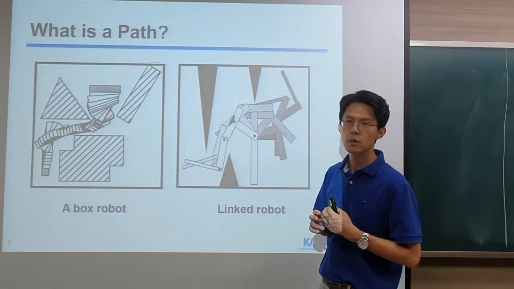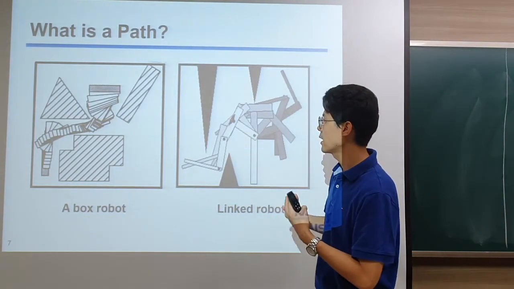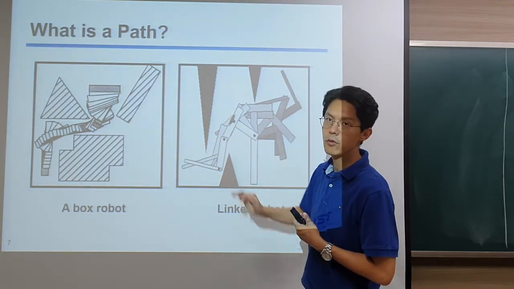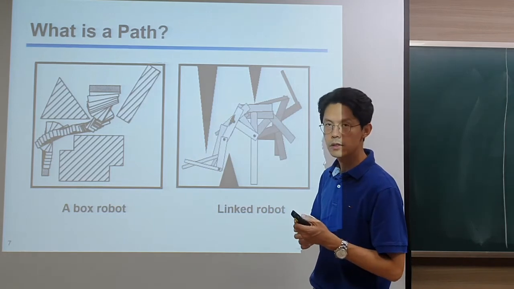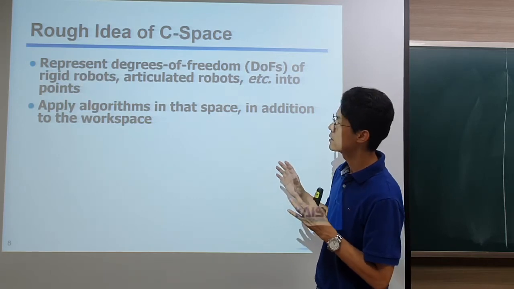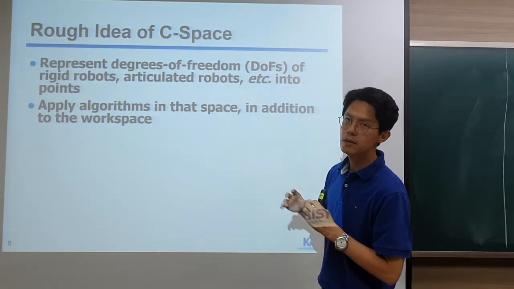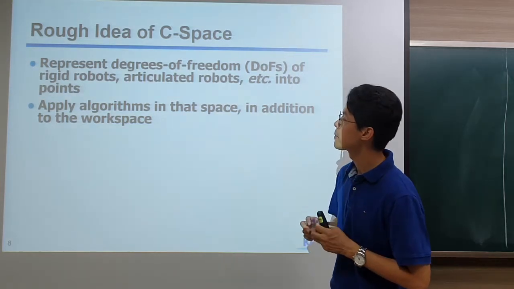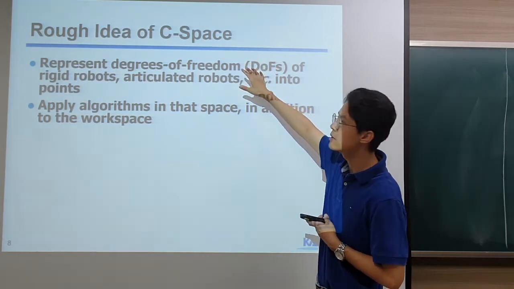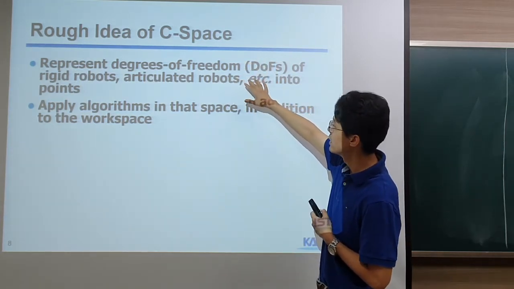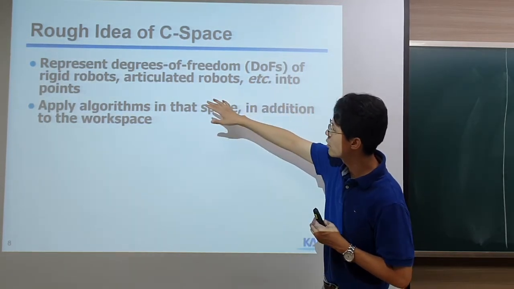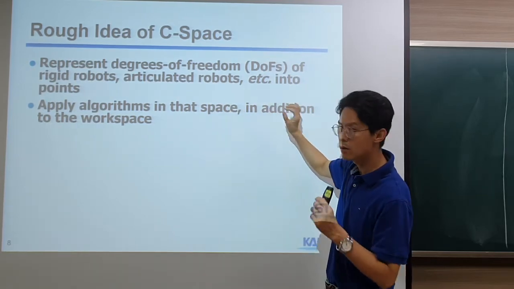In motion planning, we want to design a motion planning algorithm that can easily apply to a diverse set of robots without changing much of the underlying algorithm. Along that line, the main idea of the C space becomes one of the key ingredients. I briefly touched on the C space before. The C space, the configuration space, mainly represents the degrees of freedom, in other words, the parameters of the robot, the DOF of a rigid robot, articulated robot, and so on, in a point.